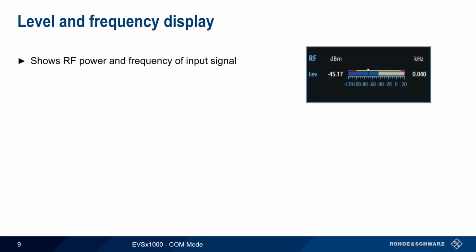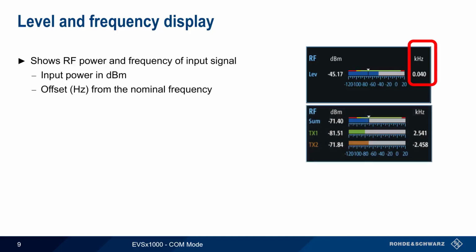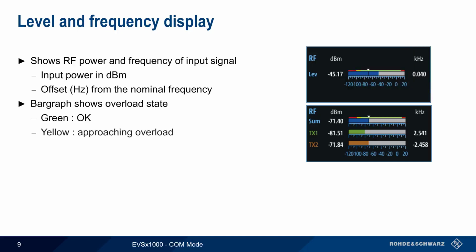As mentioned a moment ago, the level and frequency display shows the power and frequency of the input signal, with power shown as an absolute value in dBm and frequency shown as an offset in Hertz from the nominal or configured COM frequency. If a dual channel mode is chosen, powers and frequencies are displayed for each channel individually. The bar graph indicates the overload state. Green means no overload, yellow indicates an approaching overload, and red indicates that an overload is occurring.